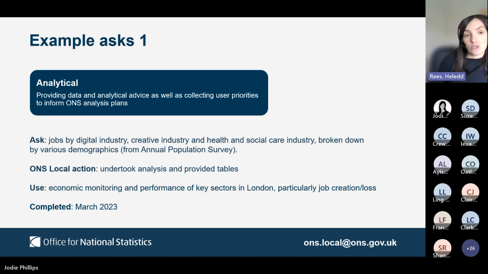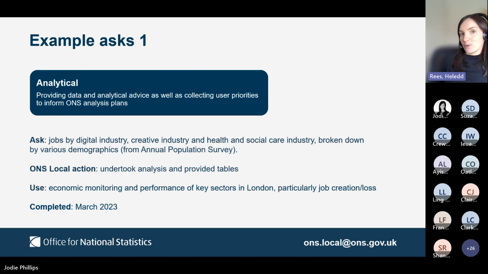So this is just an example. We had a request for jobs by digital industry, creative industry, and health and social care industry, broken down by various demographics from the annual population survey. We undertook this analysis and provided the person who requested with the tables that they needed. This was used for economic monitoring and performance of key sectors in London, particularly job creation and loss. It is always useful when we get requests from you to know what impact the request might have. It always helps us with prioritizing our time when we can maximize impact. And that was completed in March this year.